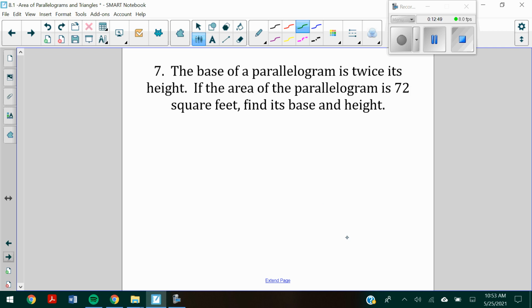All right, so we have one more problem here. You get the base of the parallelogram is twice its height.